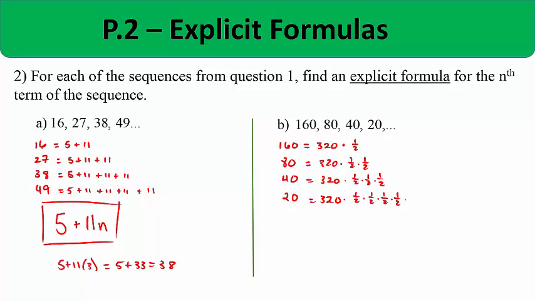So the pattern we can see here is that we multiply by 1/2, starting with 320, times 1/2. Well, if we multiply by 1/2 twice, or 3 times, or 4 times, that actually becomes our exponent. So we've come up with an explicit formula to represent each term of this pattern.